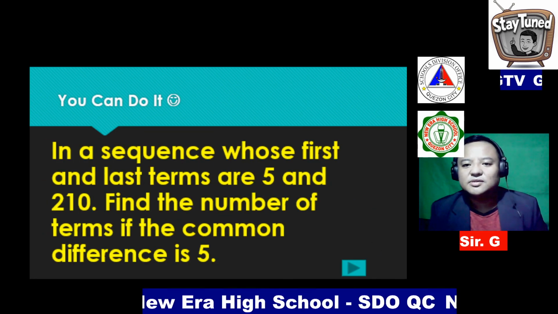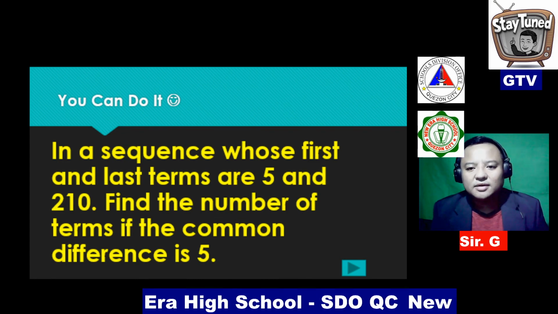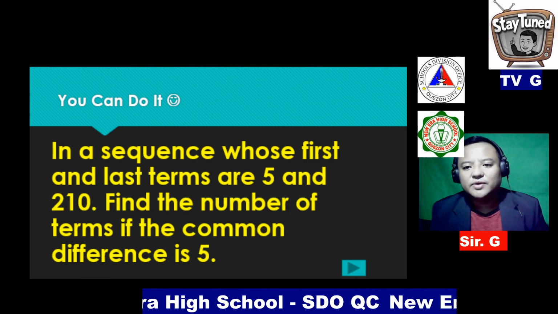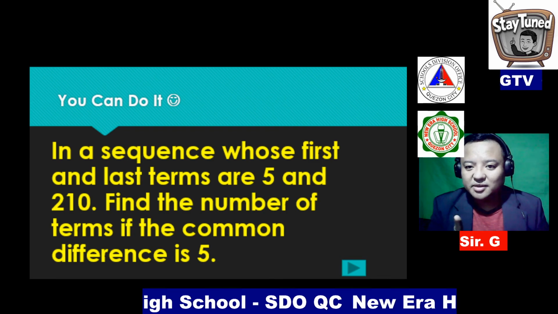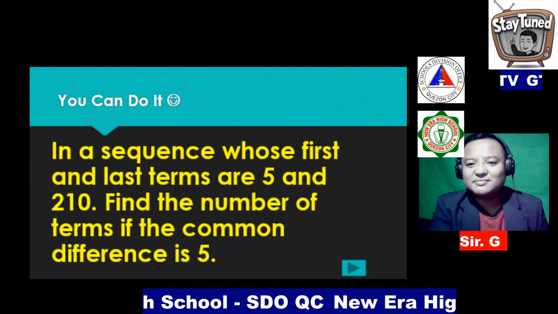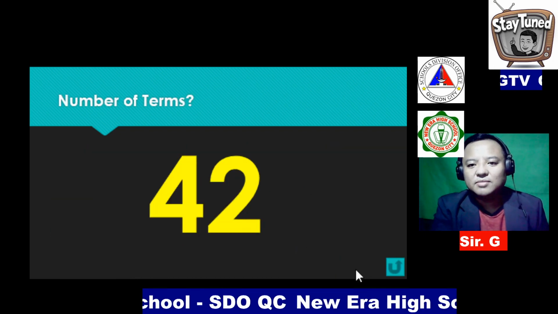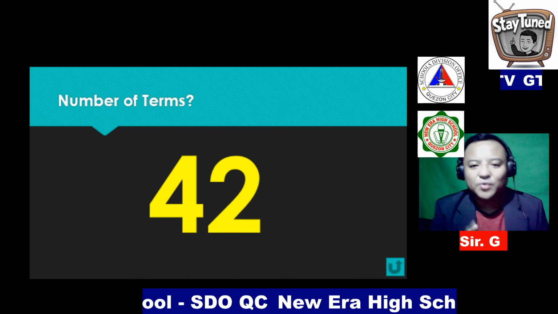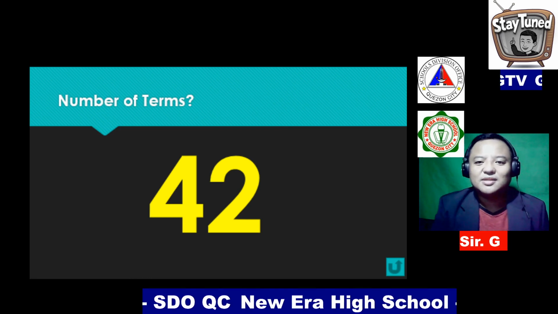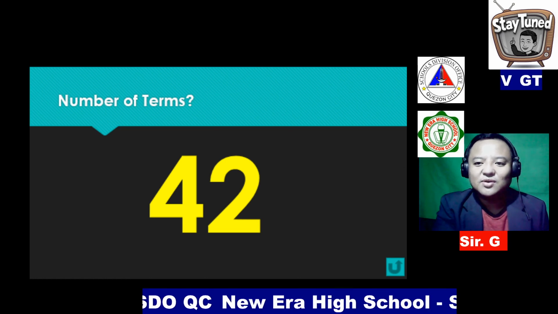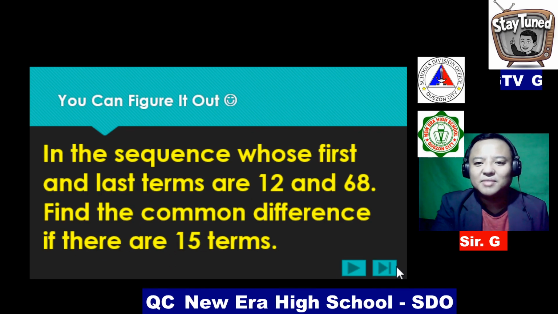In a sequence whose first and last terms are 5 and 210, find the number of terms if the common difference is 5. Again, pause the video for 5 minutes, then play. And the number of terms are 42. There are 42 terms on that sequence. Diba? Sobrang dami nila, no? Ayan. So, I hope you got that, guys. So, there are 42. So, final problem natin, guys.